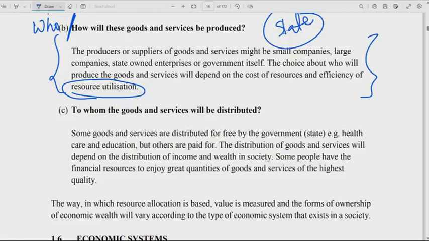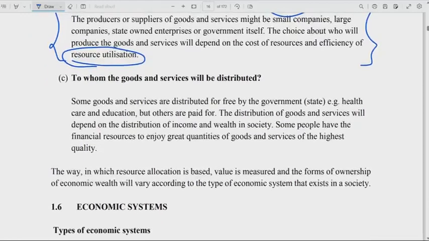So in terms of distribution, sometimes it will depend on the wealth distribution. If you have a lot of money, you definitely can consume a lot of that product. If you have less money, you consume less. Some of these items have to be paid for, which means those that have a lot of money will be the ones that consume a lot of these goods and services. That's basically to do with that.